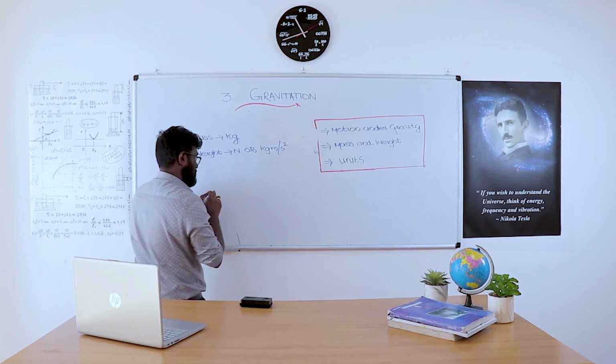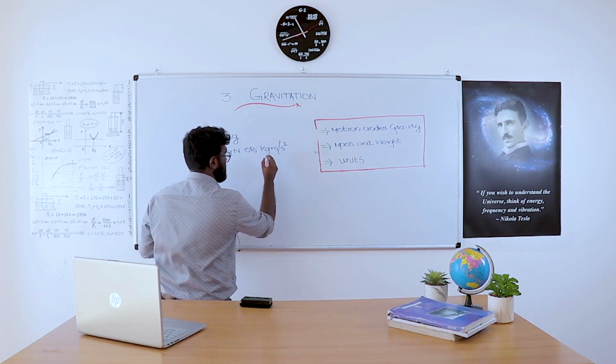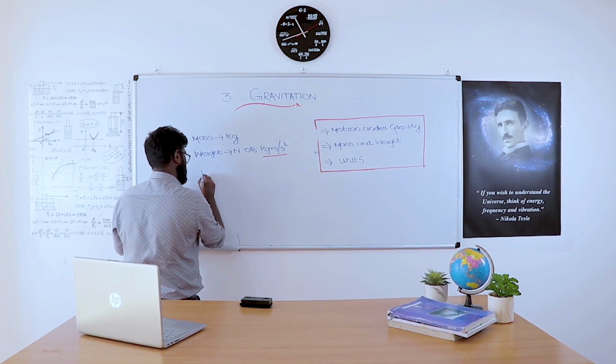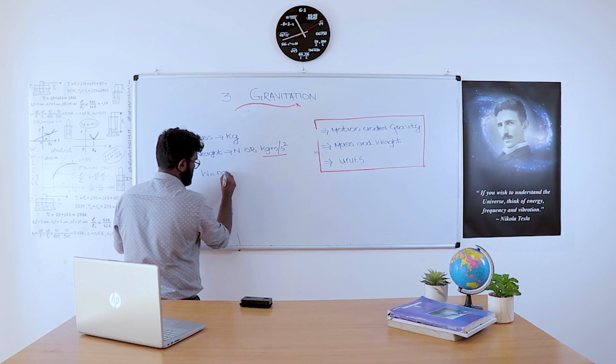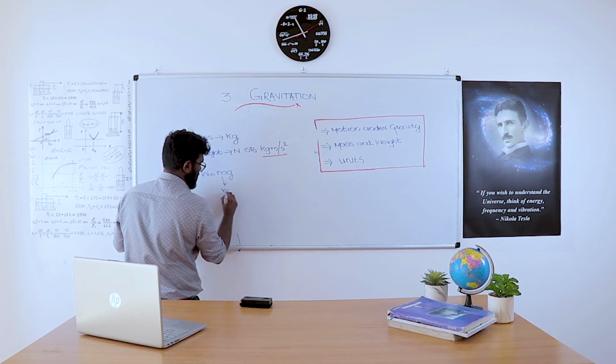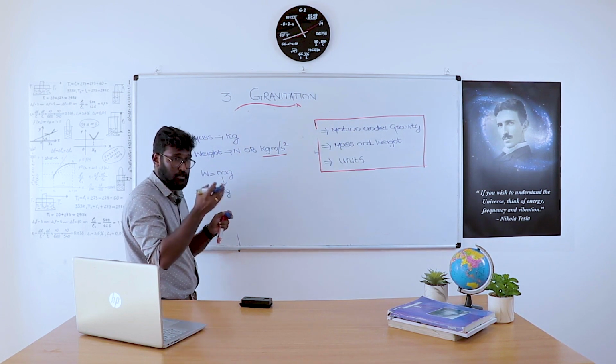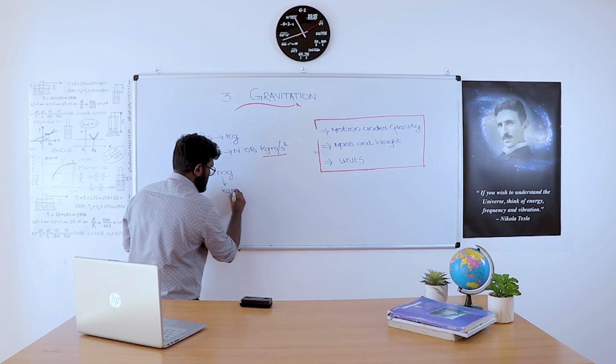Why do these units come, kilogram meter per second square? Because weight is equal to mg. The unit of m, mass, is kilogram. The unit of acceleration due to gravity: acceleration due to gravity is simply acceleration, that is meter per second square.